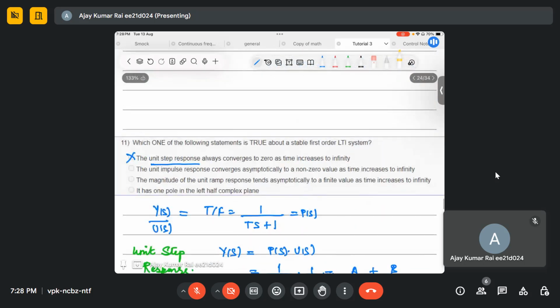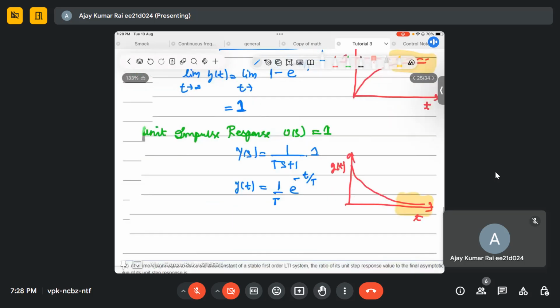So what does the second statement say? The impulse response converges asymptotically to a non-zero value. No, it converges asymptotically to a zero value as time increases to infinity. So this statement is also wrong. Okay, so we have seen here.